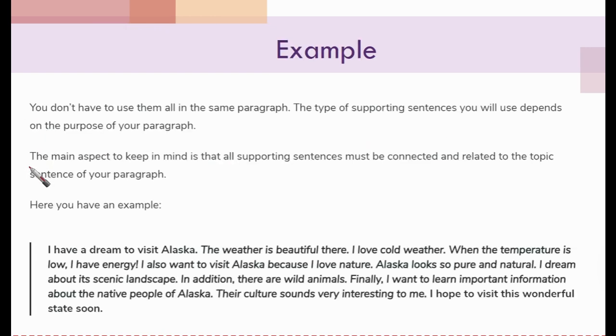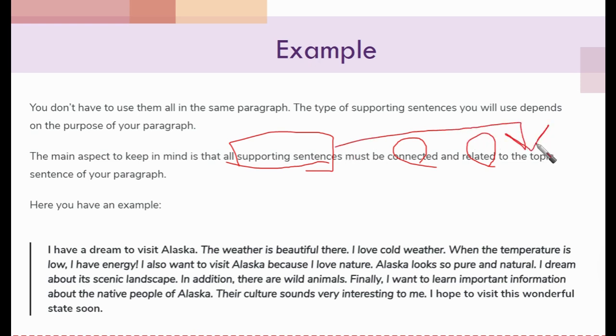So the main aspect to keep in mind is that all supporting sentences must be connected and related to the topic sentence. Supporting sentences should be on the same track as the topic sentence. If it's not related to the topic sentence, that makes the readers confused and frustrated. So all the supporting sentences in a body paragraph should be connected or related to the topic sentence. Okay, now, ready?